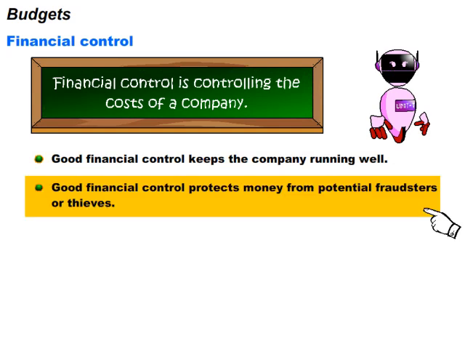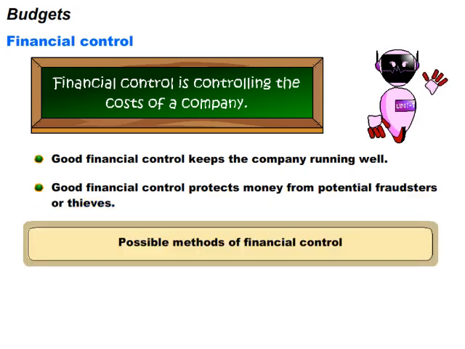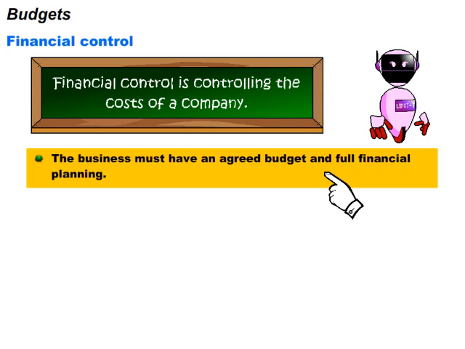Good financial control protects money from potential fraudsters or thieves. What are good methods of financial control? In order to achieve full control over finances, it is recommended that the business must have an agreed budget and full financial planning.